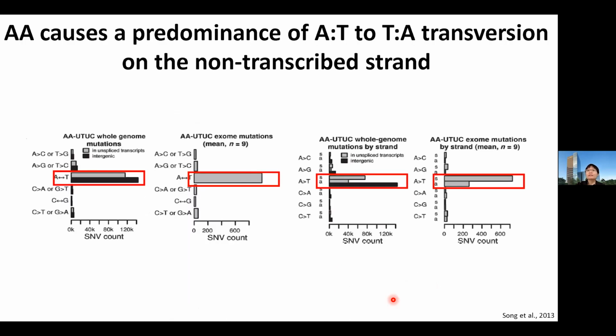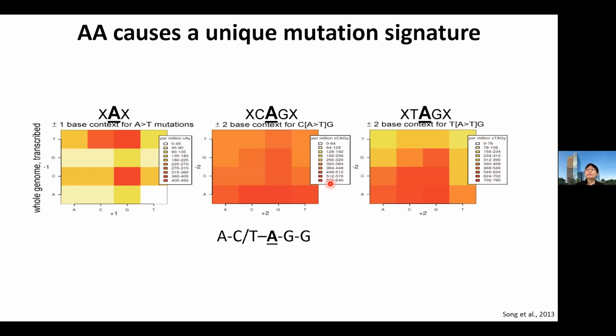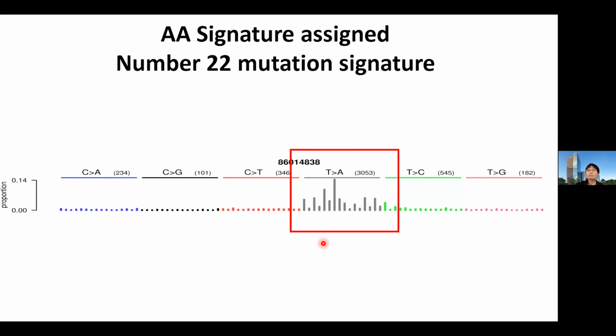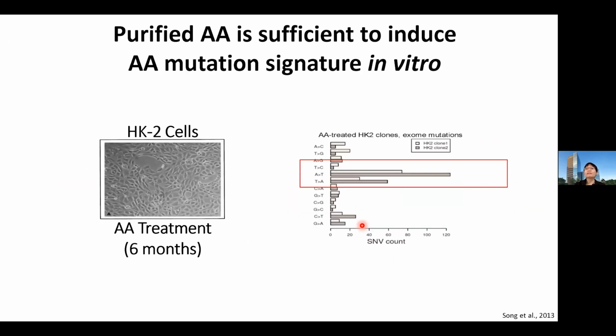We found that AA causes a predominance of A to T, T to A transversions, as can be shown here, on the non-transcribed strand of the genome, as shown in these two charts here. AA causes a unique mutation signature only in the context of this unique motif. And therefore, because of the association of AA with tumorigenesis, the AA signature has been assigned number 22 mutation signature in the COSMIC Mutation Signature database. Interestingly, we found that by treating cells with the purified form of AA, we are also able to induce the AA mutation signature in vitro.